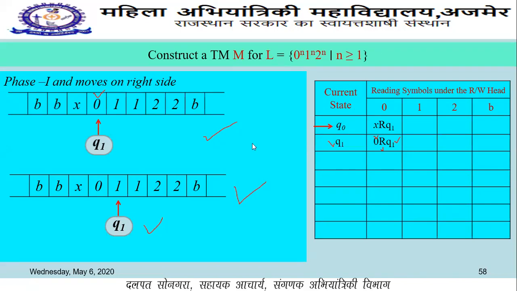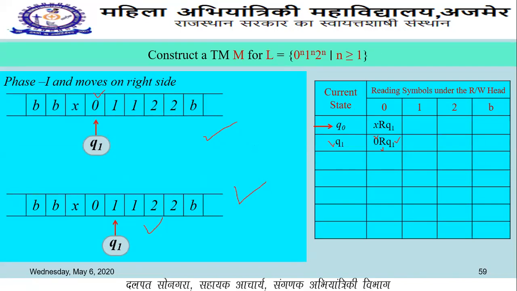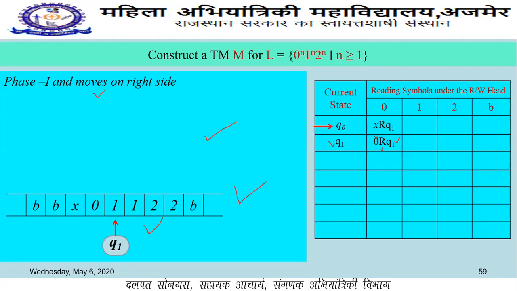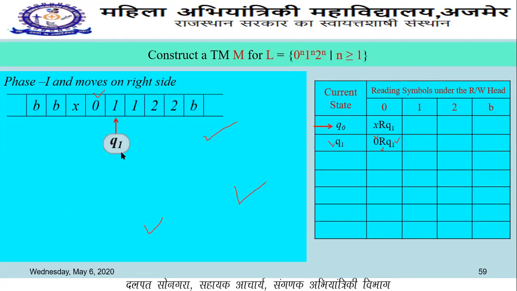Now the thing has changed, and we are in this situation. Here we are reading a 1 at state q1. Earlier we read the first 0 at q0, here we read the first 1 at q1. So this one should be replaced by its corresponding tape symbol, which we assumed to be y. So we change this 1 to y, take the right turn, and change the state.